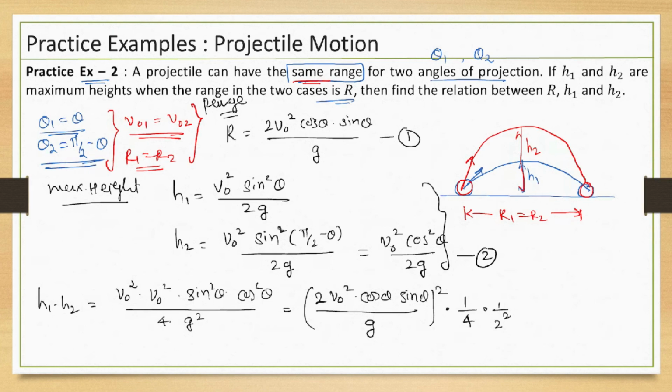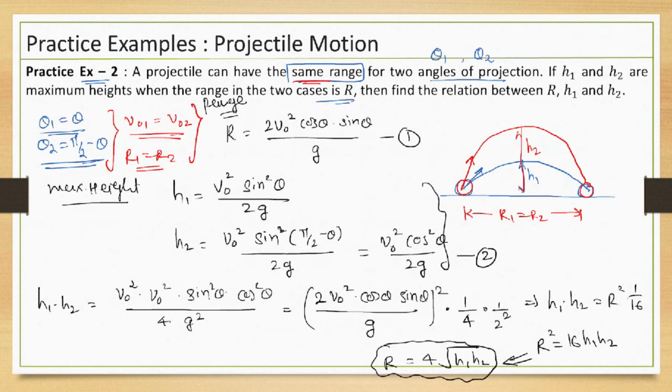So what is this actually? R square. This 4 is what? R. So from this relation, h1 into h2 is equal to R square into 1 upon 4 into 1 upon 2 square. 2 square means 4. 1 upon 4 into 1 upon 4 is 1 upon 16. So R square is equal to 16 h1 h2. So R is equal to, taking the square root, 4 root h1 h2. That is our relation, our final answer.